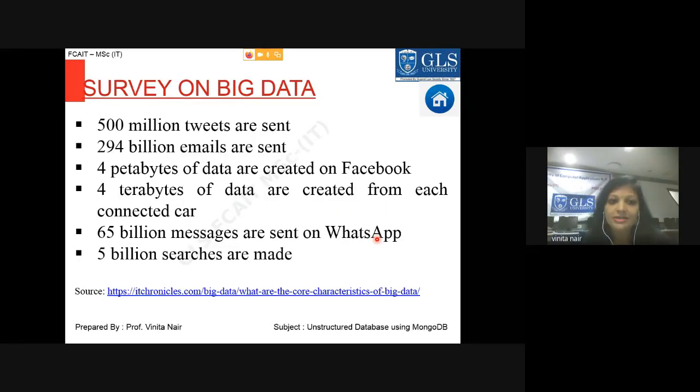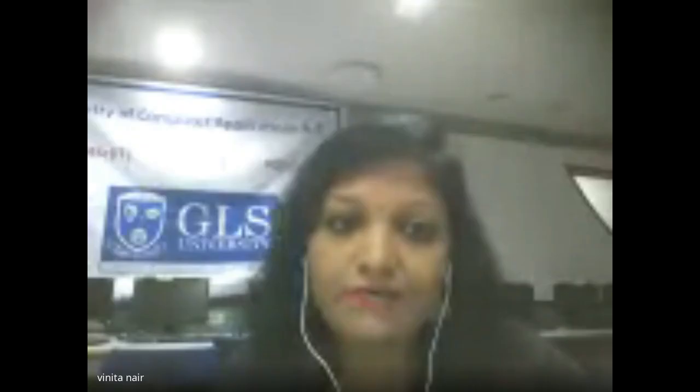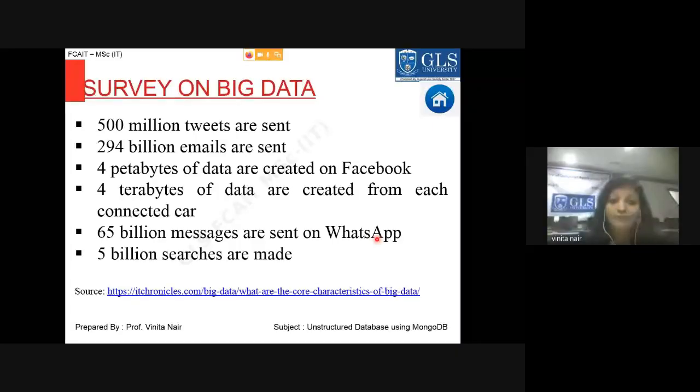Okay, now you can see on the slide that a survey was conducted by IT Chronicle, and these are the statistics which came out. Fine. On a daily basis, 500 million tweets are sent. There are 294 billion emails being sent. There are 4 petabytes of data being created on Facebook, 4 petabytes of data being created by connected cars or different devices. Then we have more than 65 billion messages on WhatsApp, and 5 billion searches have been made. This is a number or statistic given by this Chronicle.